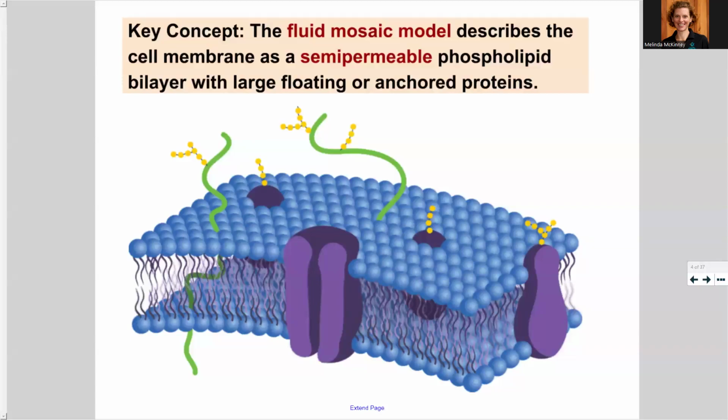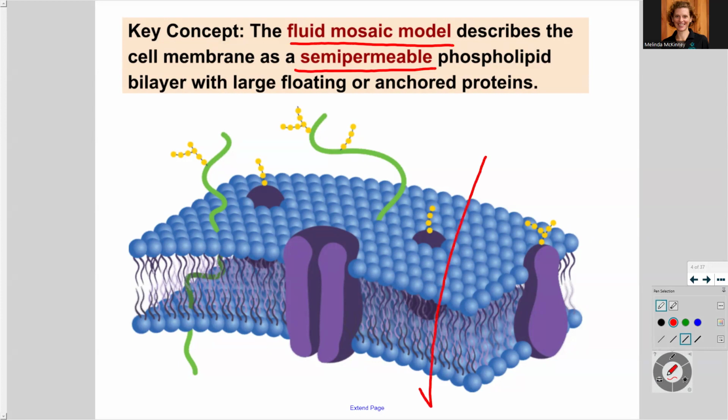This is Bio 181, Chapter 5 on the membrane. Key concept that we're starting with is on the cell membrane, the fluid mosaic model. This is the model that describes the cell membrane, and it's semi-permeable, which means that only some things can go straight through. Some things will require a protein to go through, and some things are just not going to go through. So it's semi-permeable. Permeable is to allow things through.